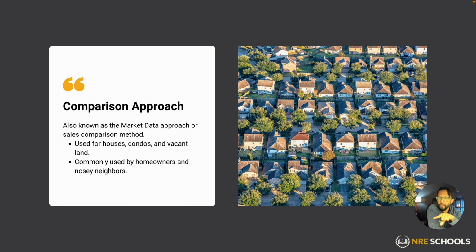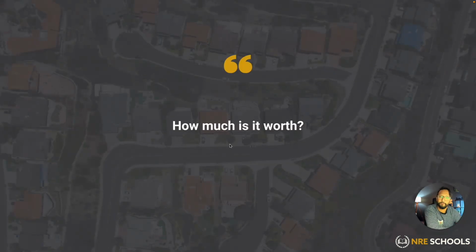The neighbors know this approach because they just look at what houses are selling for in the neighborhood and they make a determination based upon what that house sells. And that's what the comparison approach is. This is using market data, homes that have sold nearby, to justify the value of their property.